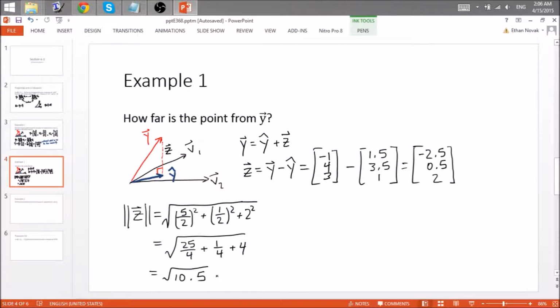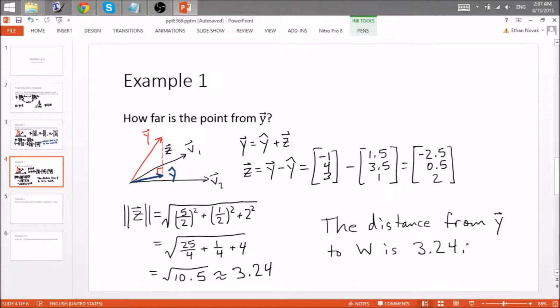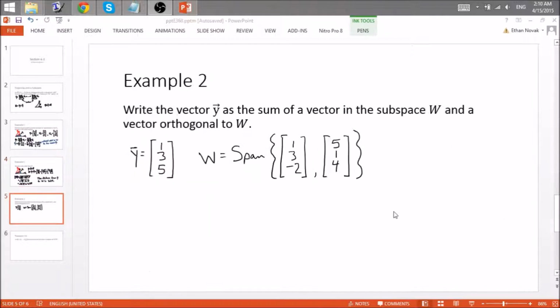And this is approximately equal to 3.24. So that tells us that the distance from the vector y to the subspace W is 3.24. That's the shortest distance between those two objects. So now let's look at a second example.